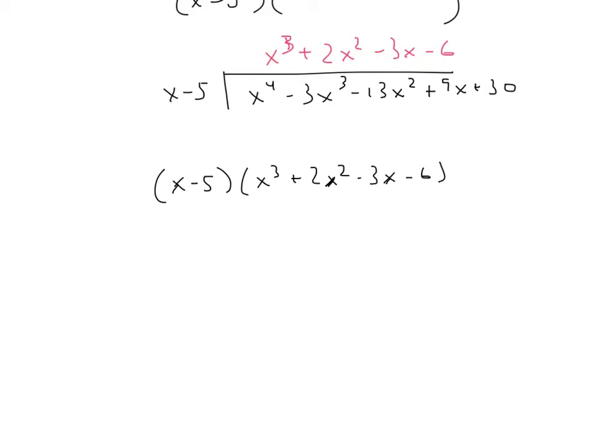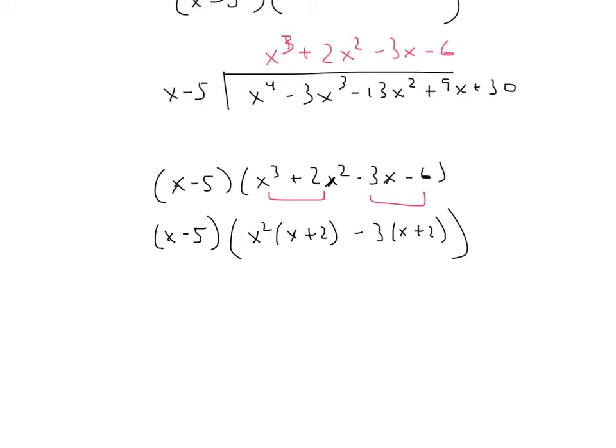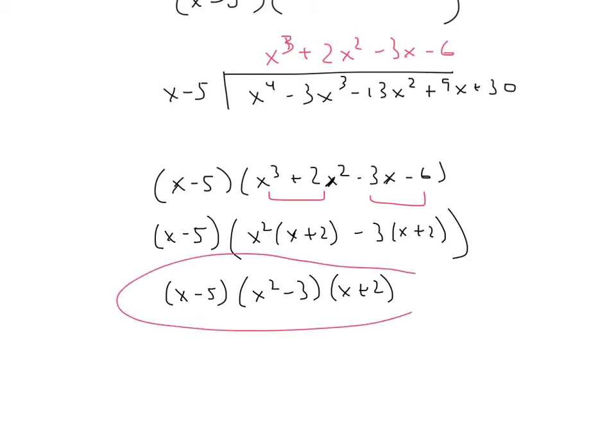All right, let's see what you did. This you can factor by grouping. So let's go ahead and factor. x minus 5 stays the same. And then inside here, this would be x squared times x plus 2 minus 3 times x plus 2. So this was going to get me x squared minus 3 times x plus 2 times x minus 5. And that there is your answer.